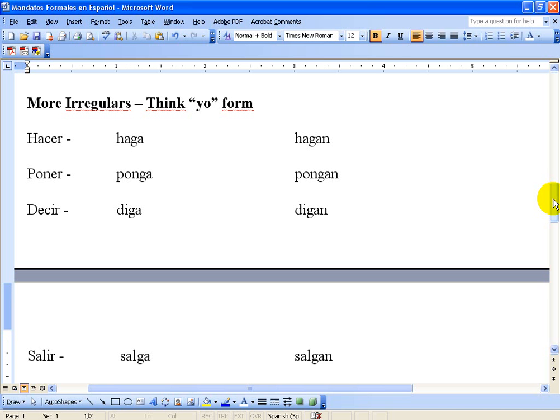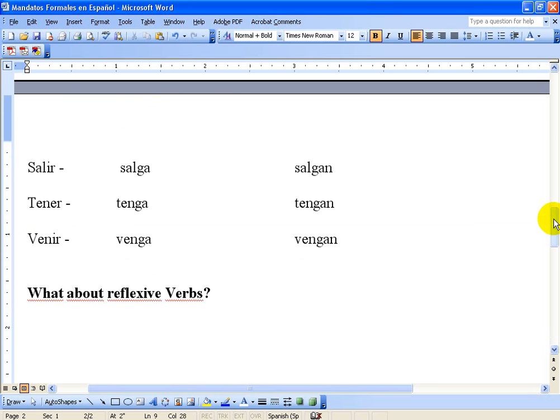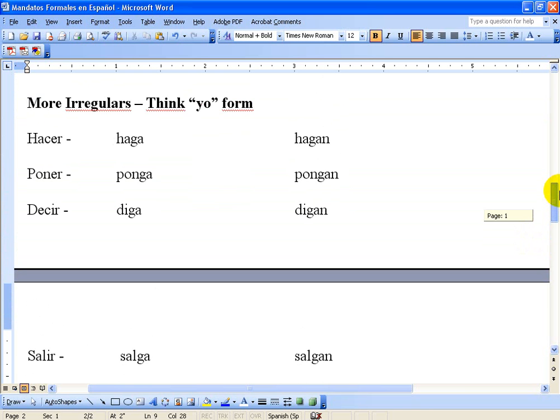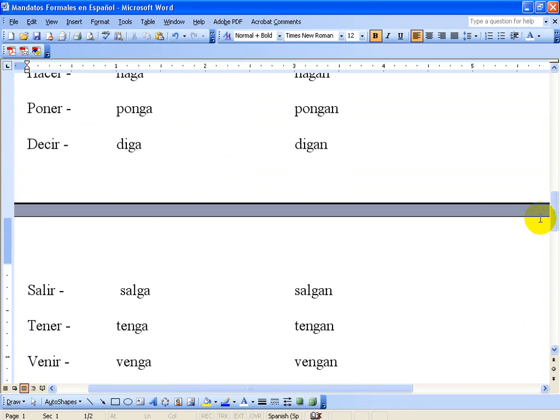Poner, ponga, pongan. Decir, diga, digan. I'm going to keep going down here. Salga, salgan, tenga, tengan, venga, vengan. So all those verbs have a yo form that's a bit irregular. You'll notice they'll have a G. They're all the go verbs in Spanish because they have, like, vengo, salgo, traigo. They all have that go in the yo form. So those are all irregulars as well.